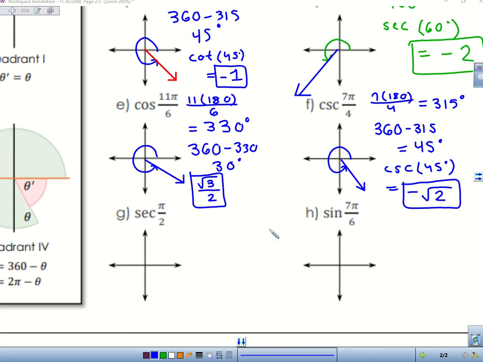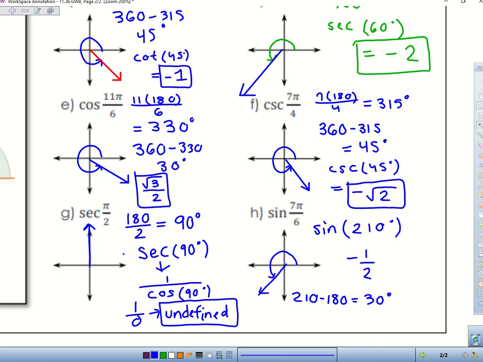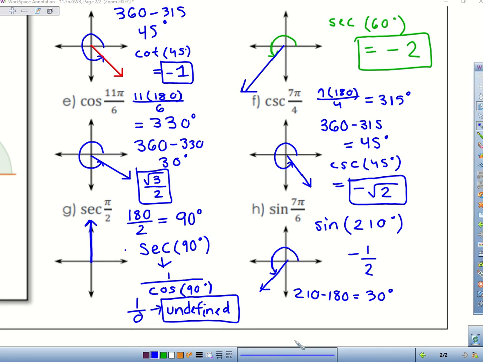Okay, I want you guys to try G and H. I'll pause, and you try it out on your own, and then I'll put up the answer in a few. Did anybody get an answer for G? Any guesses? G is actually undefined. Let me explain why.